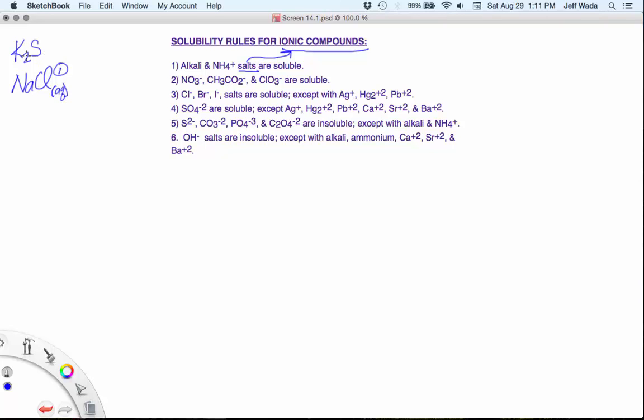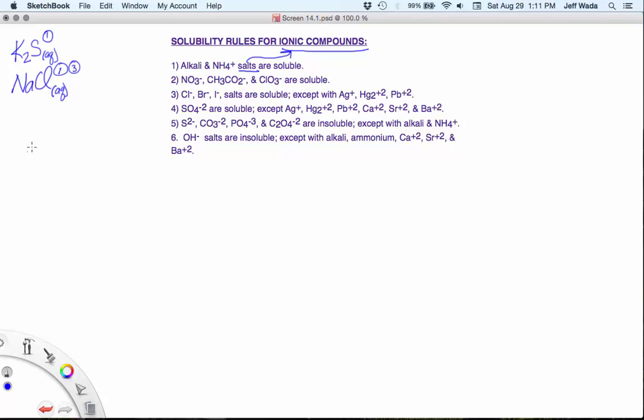The K2S, we said before, is also soluble, so we'll put AQ. And I'll put the number 1 here so we know what rule tells us it's soluble. You are not responsible to memorize the rule numbers, just know the rules. I just put the numbers there so that when you look back at your notes, you can go, oh, that's why it's soluble, because of rule number 1. If you also look at NaCl, rule 3 would also tell us that it's soluble because it's got chloride in there, and chloride compounds or salts are soluble.